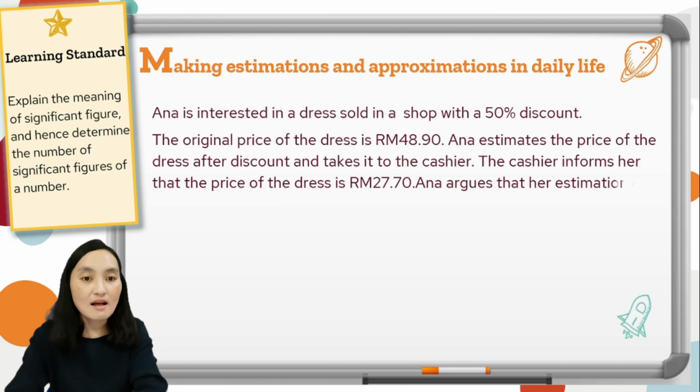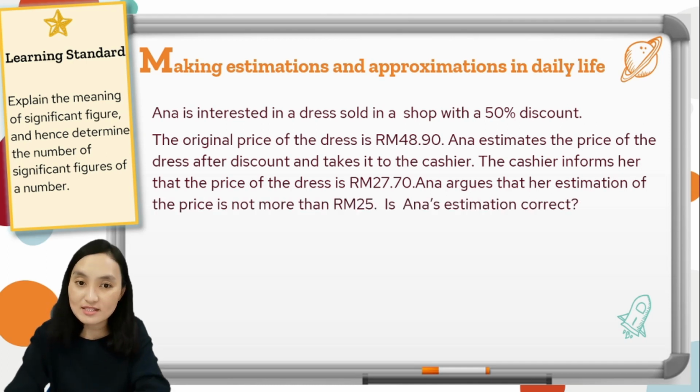Situation number 1. Anna is interested in a dress sold in a shop with a 50% discount. The original price of the dress is 48 ringgit and 90 cents. Anna estimates the price of the dress after discount and takes it to the cashier. The cashier informs her that the price of the dress is 27 ringgit 70 cents. Anna argues that her estimation of the price is not more than 25 ringgit. Is Anna's estimation correct? Let's look at the solutions.